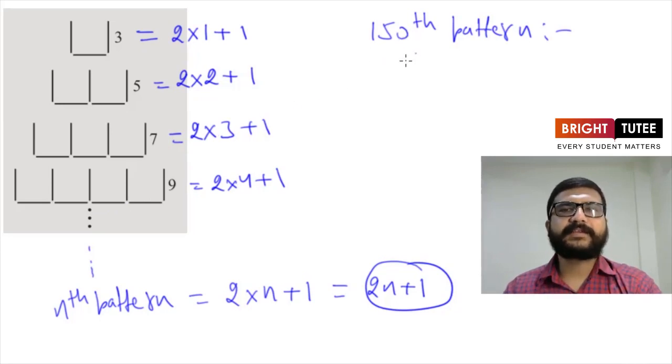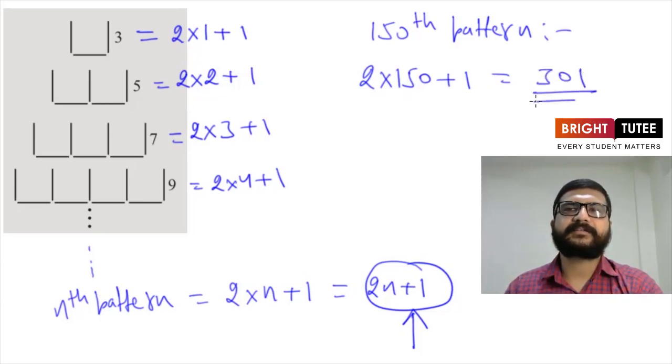So what we will do is put the value of n as 150 in this expression. This will give us 2 into 150 plus 1, and 2 into 150 is 300, so this will be 301. So the number of line segments in the 150th pattern will be 301. By using algebraic expressions, we can find the nth term of any such sequence. This is basically a sequence, 3, 5, 7, 9, going on like this, and the 150th position of this sequence will have 301.